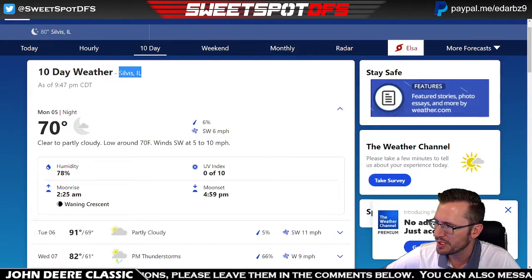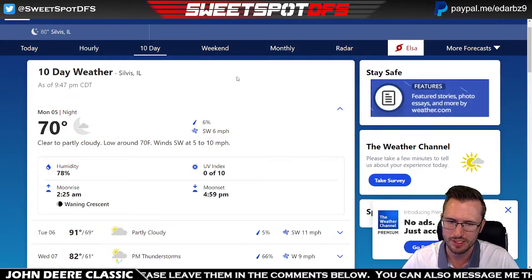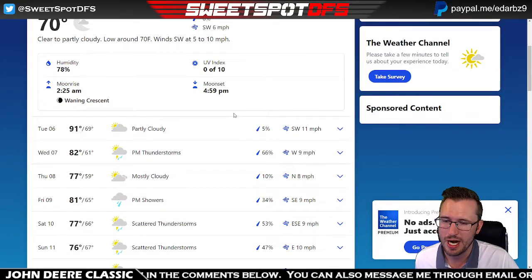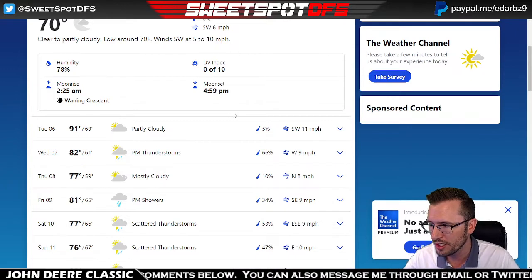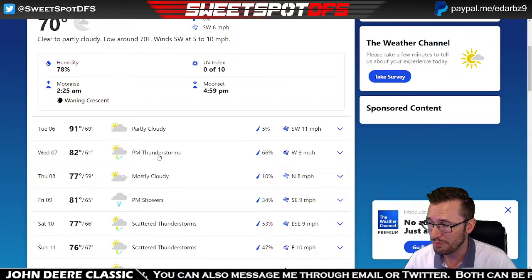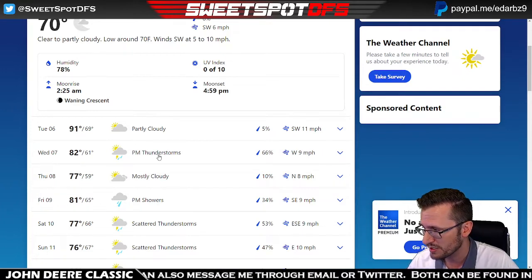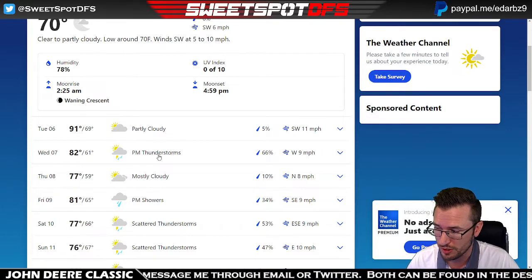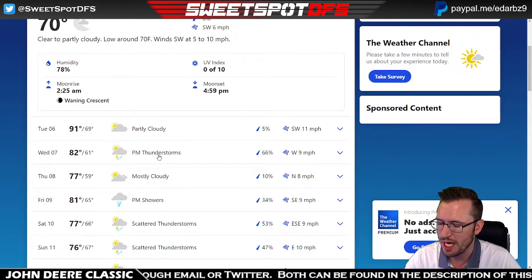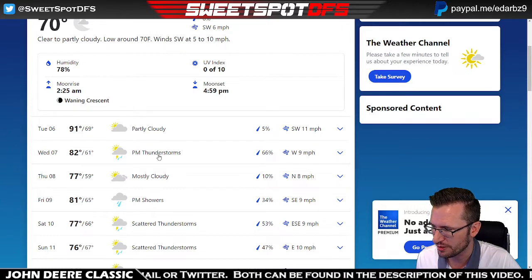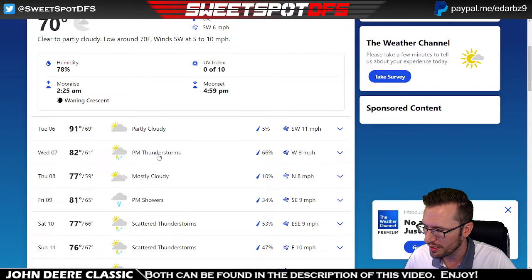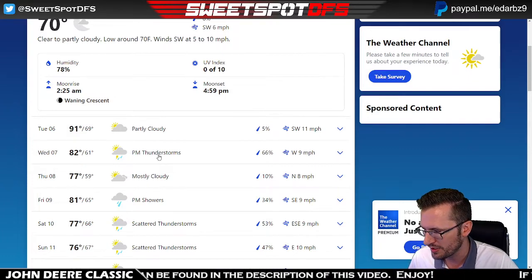You can see I pulled up Silvis, Illinois, obviously the same place that the tournament's being played at. We want to look at Thursday and Friday, but also kind of earlier in that week. Obviously tomorrow, Tuesday, we see partly cloudy. Wednesday, we have PM thunderstorms. All this tells us is it's probably going to be a little moist out there. At least it's going to help promote soft conditions. I don't know how well this golf course drains, but as we see it now, we can assume it's going to be soft out there.